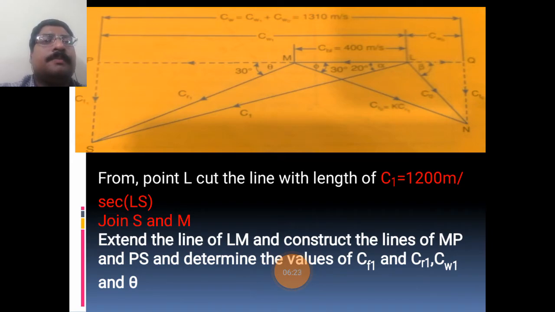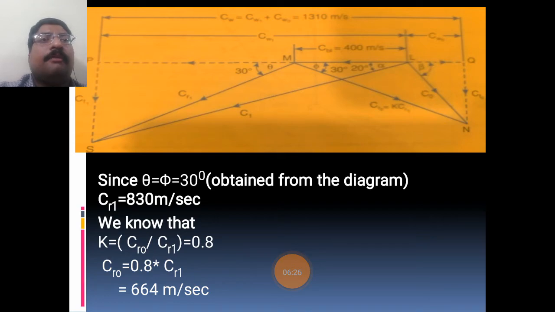Okay. Now see from the obtained diagram, theta is obtained as 30 degrees. Since the problem has given that inlet angle is equal to outlet angle, theta is equal to phi, that is equal to 30 degrees. So from the measurement with the suitable scale, the CR1 value is obtained as 830 meter per second, and we know that the velocity coefficient K is equal to CR0 by CR1, equal to 0.8. From this, we can determine CR0, that is the exit relative velocity. So relative velocity CR0 is equal to 664 meter per second.